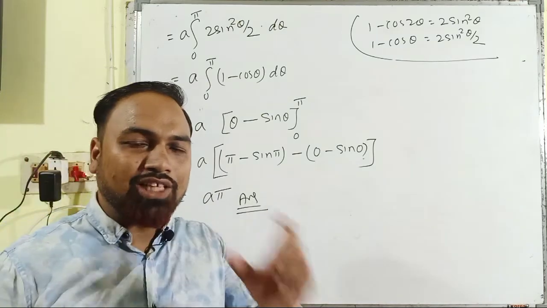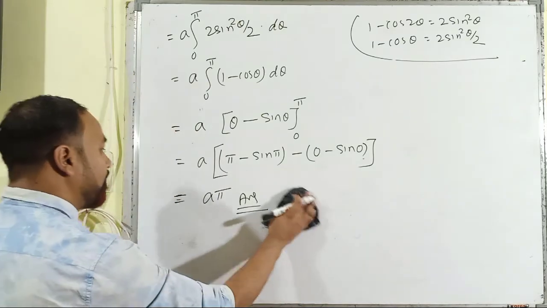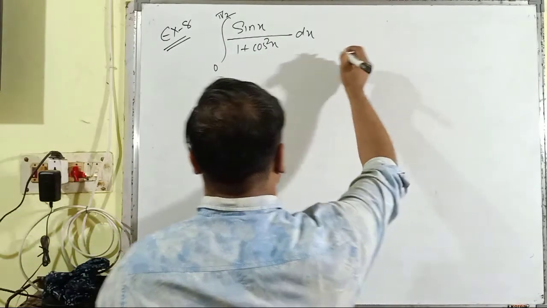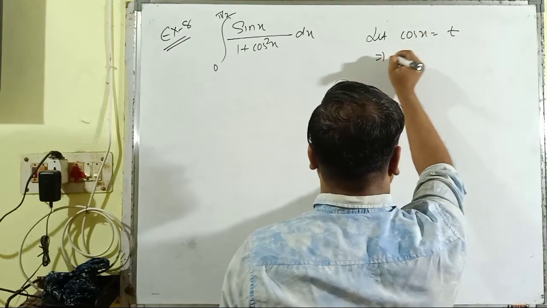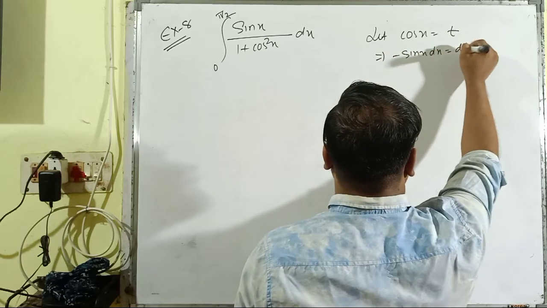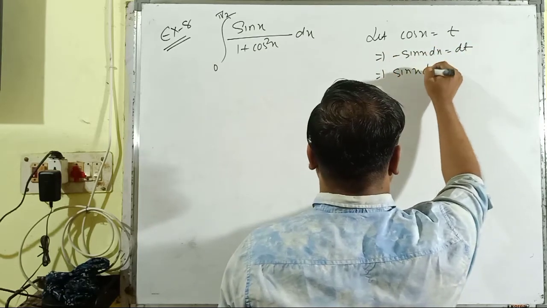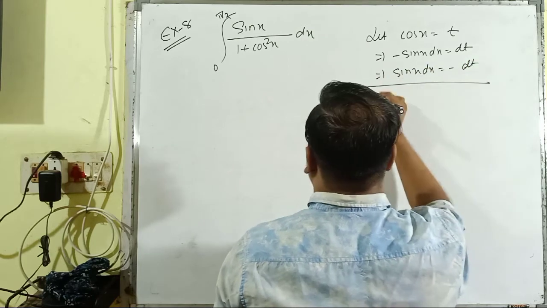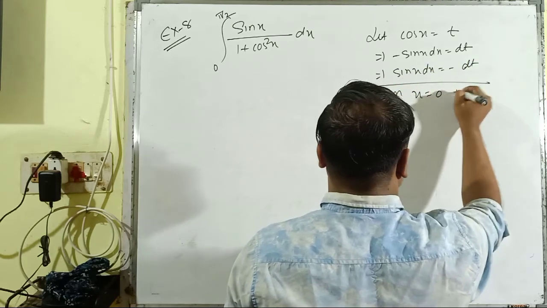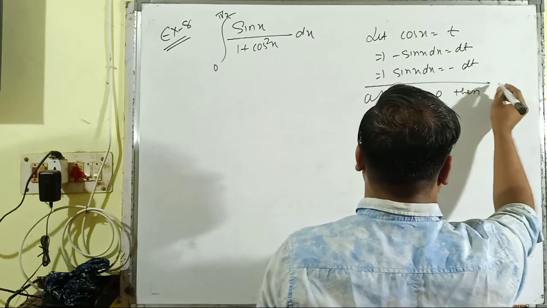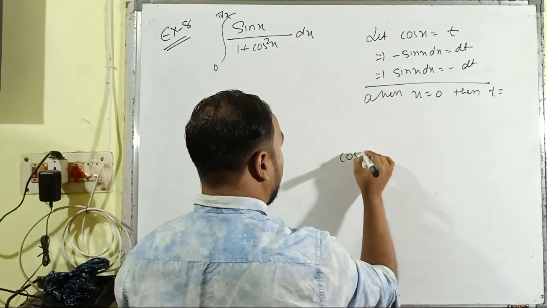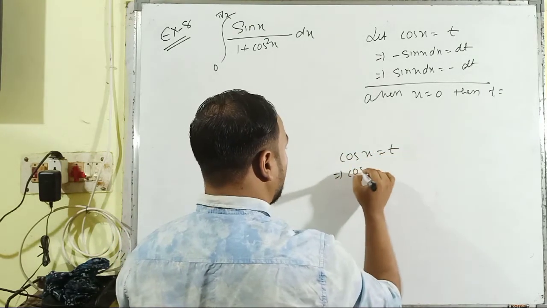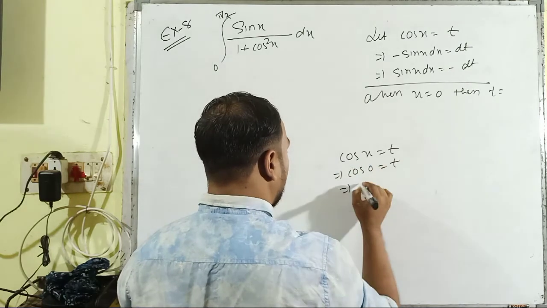Then let us move towards the last problem of this current video session. So here it is example number 8. First of all, go through the substitution method. Let cos x is equal to t, then it is minus sin x dx, it is dt. That means sin x dx is minus dt. When x is equal to 0, then t is equal to cos 0, which is 1.